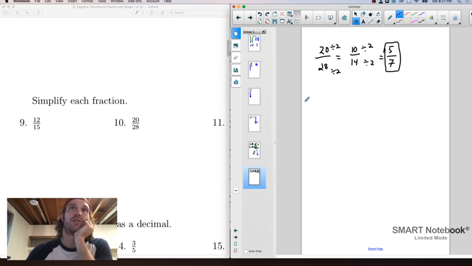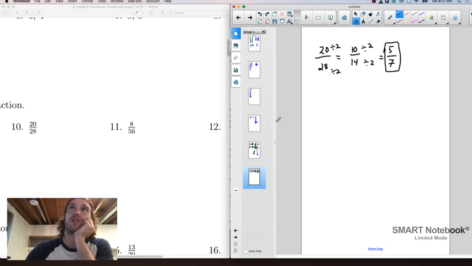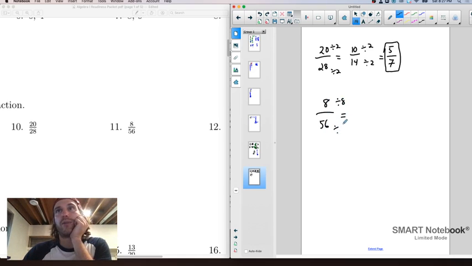Okay, let's keep rolling. I'm going to do the next one the same way. 8 over 56. I can divide 8 and 56 by 8. So if you divide the top by 8, and you divide the bottom by 8, you'll get 8 divided by 8 is 1, 56 divided by 8 is 7. If you did this problem the other way, we get kind of a little interesting scenario there.